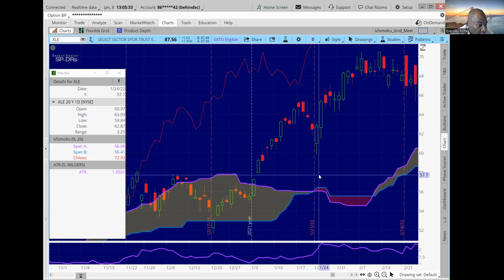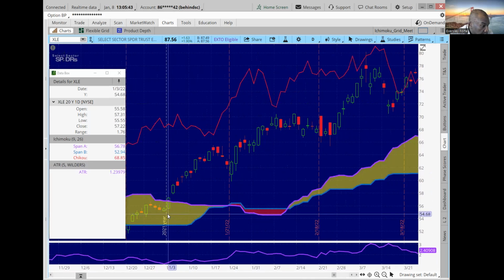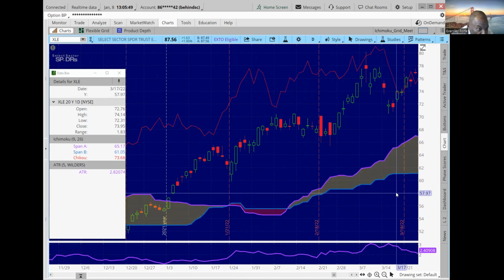Each of these red lines is expiration Friday each month, the third Friday of the month. We need about 2 months worth of time. So if the trade is valid on 1/3, we're looking at a March option. So we're buying the March expiration option.